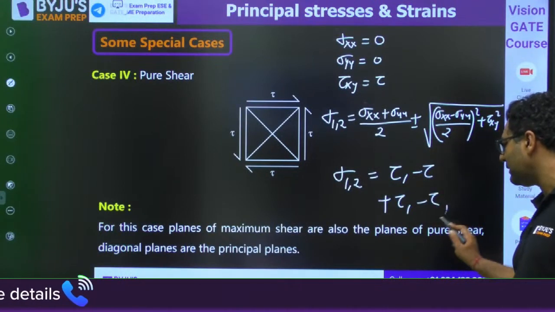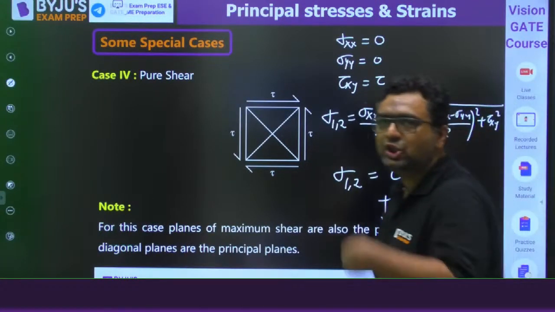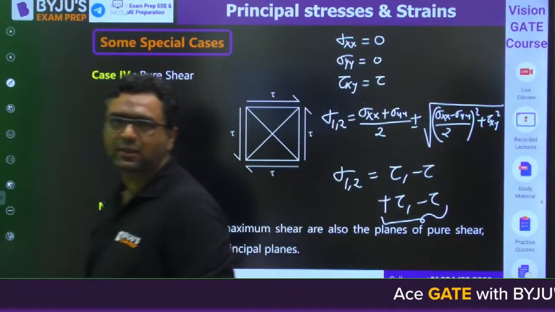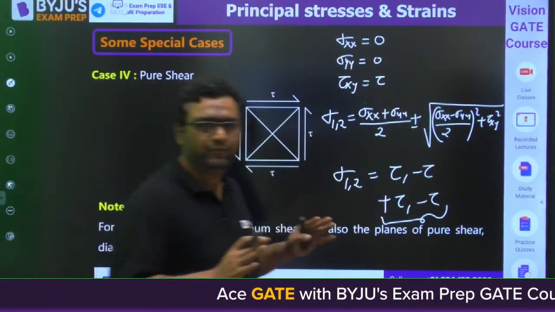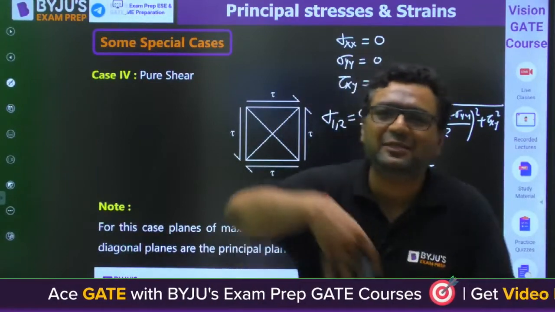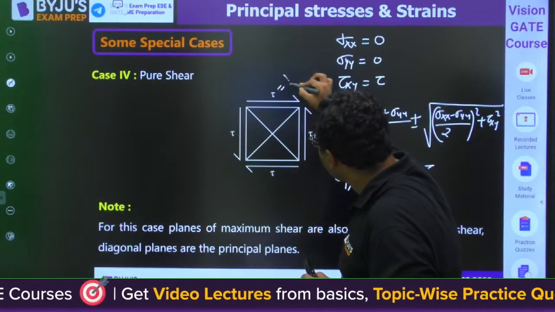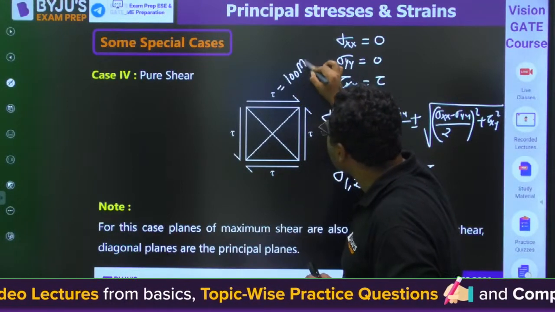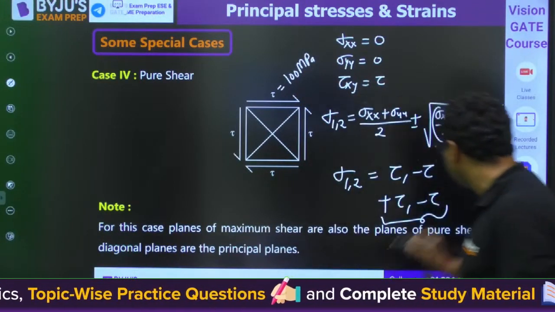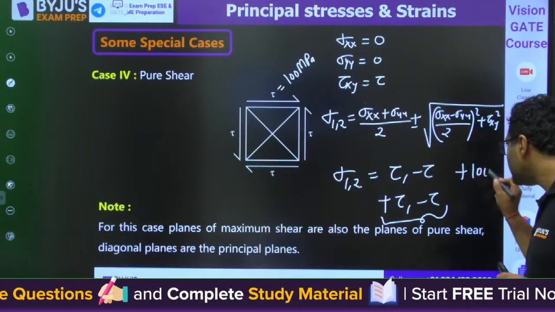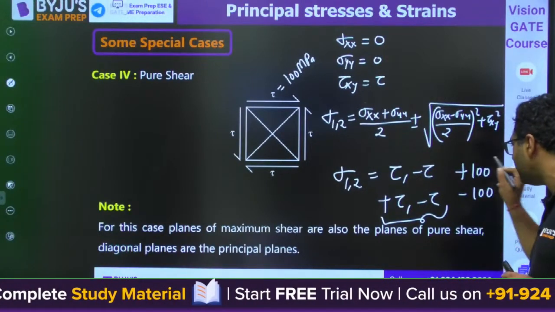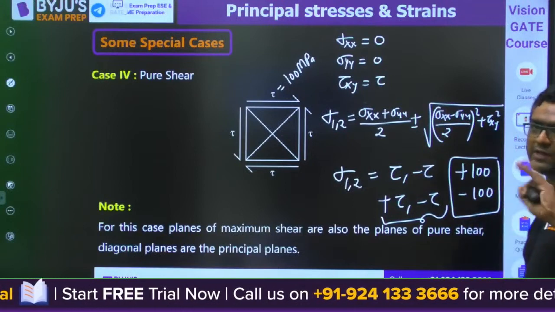Here many students are getting confused that sir, shear stress will become normal stress. It is not like that, guys. It is not like shear stress is becoming normal stress. No, it is like if you are applying 100 MPa of shear stress, then the first principal stress will be plus 100, and the second principal stress will be minus 100. This is the meaning of that only.